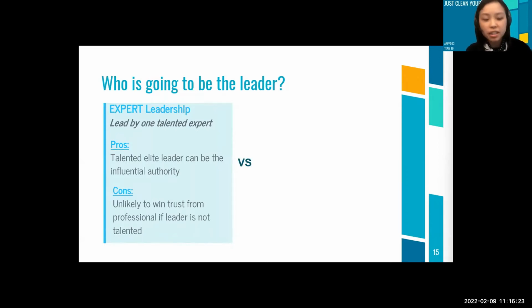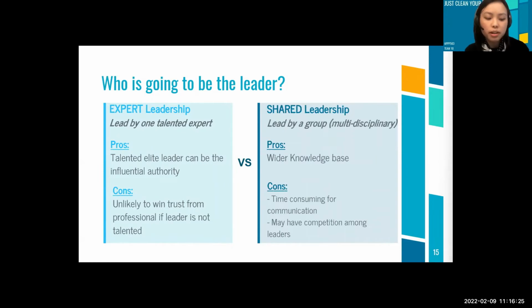Whereas for shared leadership, multidisciplinary coordination could benefit from a wider knowledge base for innovation and problem solving. Each professional leader can be a better representative for their groups. However, it is not done with no cost. It could be time consuming for communication, and there could be leadership competition among the multidisciplinary professions. So there is no easy answer for this question.